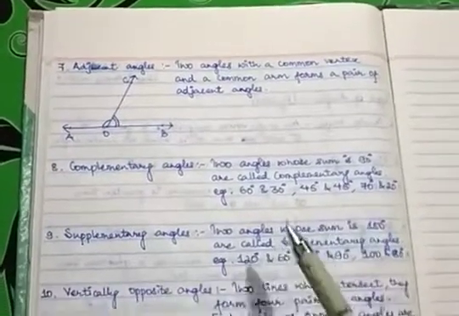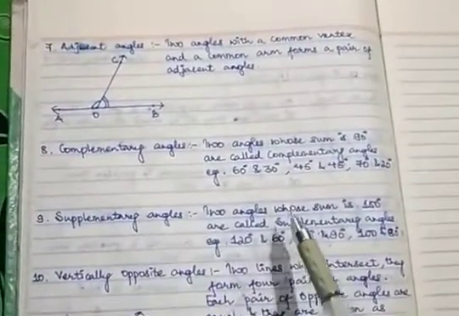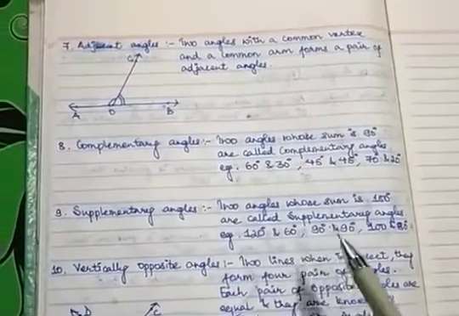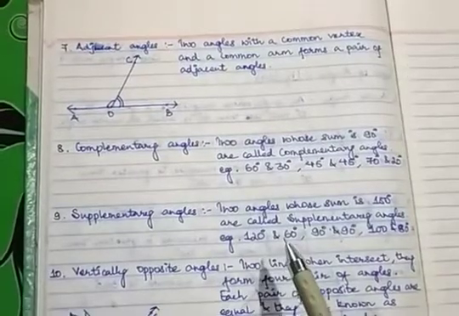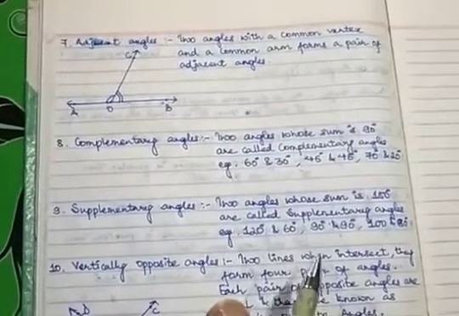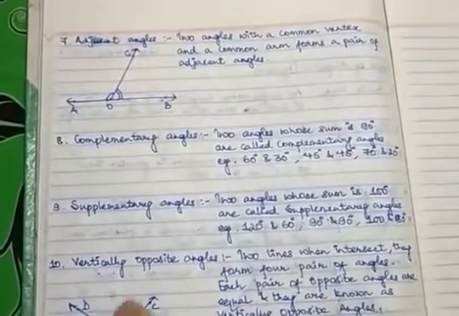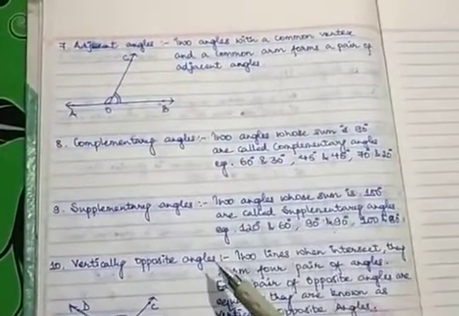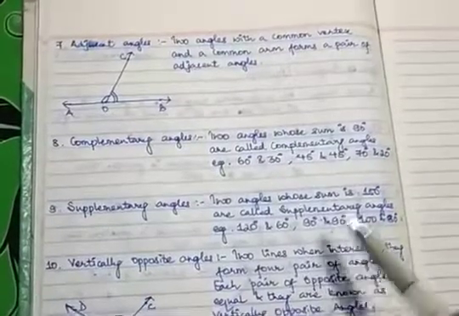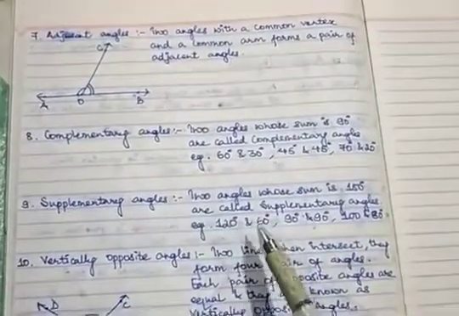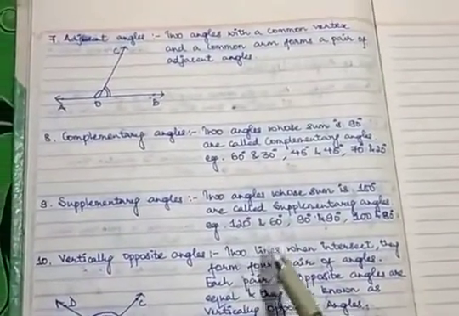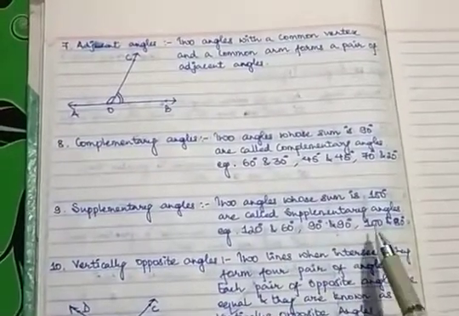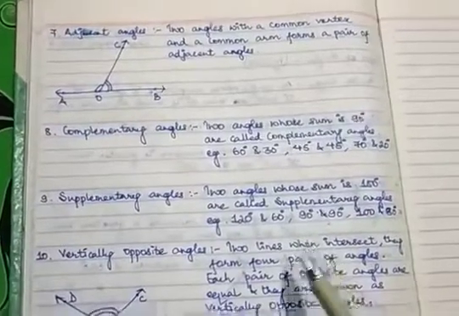Similarly for supplementary angles, two angles whose sum is 180 degrees are called supplementary angles. Both the angles, when kept together, whose sum is 180 degrees, are known as supplementary. Similar to complementary: complementary means 90, supplementary means 180 degrees. A few bigger examples I have given here, 120 and 60. When you add them, you will get 180 degrees. 90 and 90, 180 degrees, isn't it?